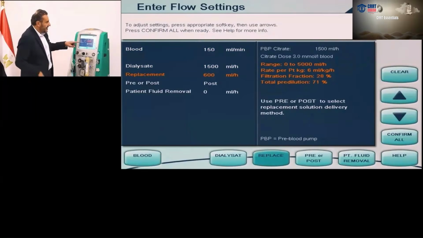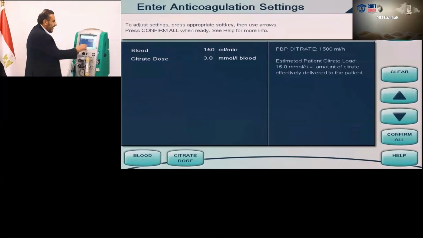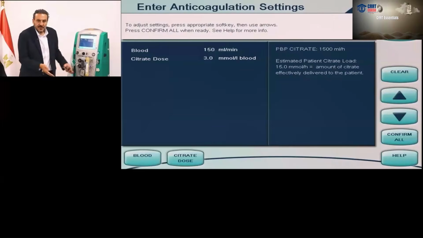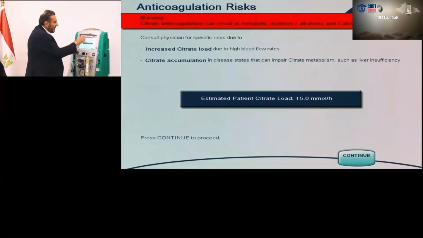That's it. It's 3 millimoles. So the citrate is 3 millimoles. And that's it, confirming all. And confirm all now, 3 millimoles of citrate. You can see the blood pump 150. Of course, the machine will automatically adjust the pre-blood pump, and will automatically adjust also the calcium replacement pump to be 100%. So you put this at 100%, and then you confirm all, and these are the parameters.